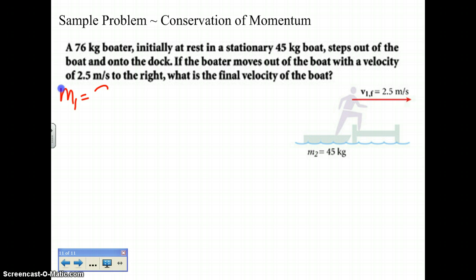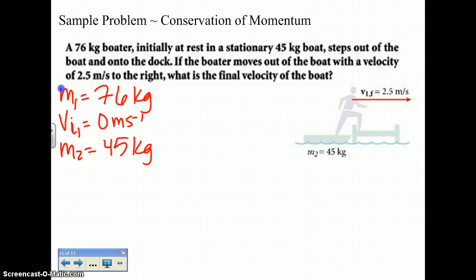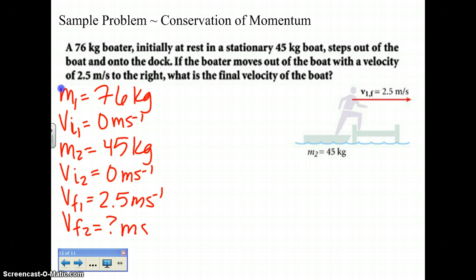So M1 is 76 kilograms. V1I is 0 meters per second. M2 is 45 kilograms. And V2I is 0 meters per second. The boat's at rest as well. If the boater moves out of the boat with a velocity of, so V1F, 2.5 meters per second to the right, so it's a positive 2.5. Calculate V2F in meters per second.